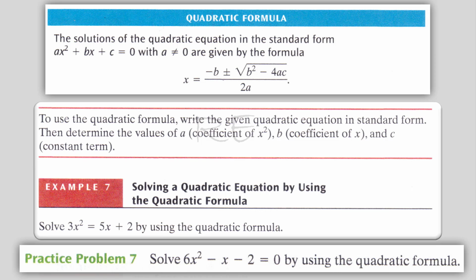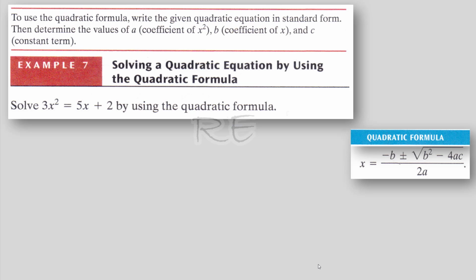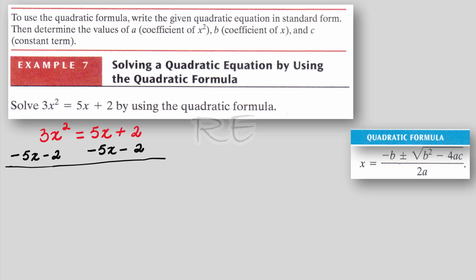Solve 3x squared equal to 5x plus 2 by using the quadratic formula. We're going to transpose 5x plus 2 to the left side: minus 5x, minus 2, minus 5x, minus 2. We get 3x squared minus 5x minus 2 is equal to 0. a is equal to 3, b is equal to negative 5, and c is equal to negative 2.